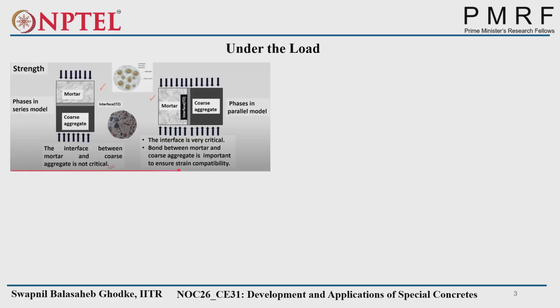So as we say, series model and parallel model. We are applying the load. Suppose we have two models and we apply a compression load. In the first image, you see mortar and coarse aggregate, and the middle phase is the interfacial transition zone. In this case, the interfacial transition zone will not be the critical part because the load does not come directly over that bonding. But in the parallel case, the load is coming directly onto the bonding part. So that will be the critical one.